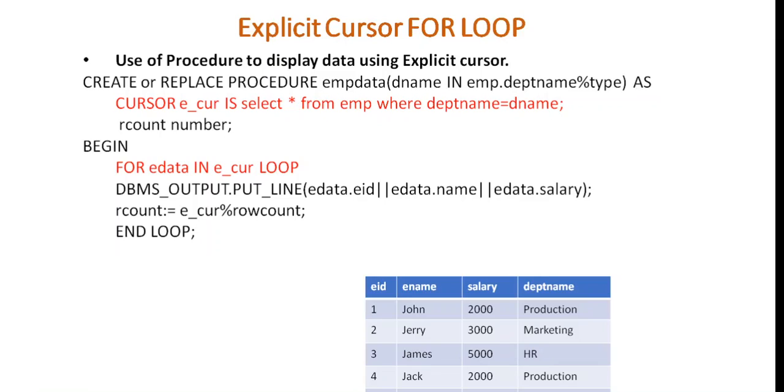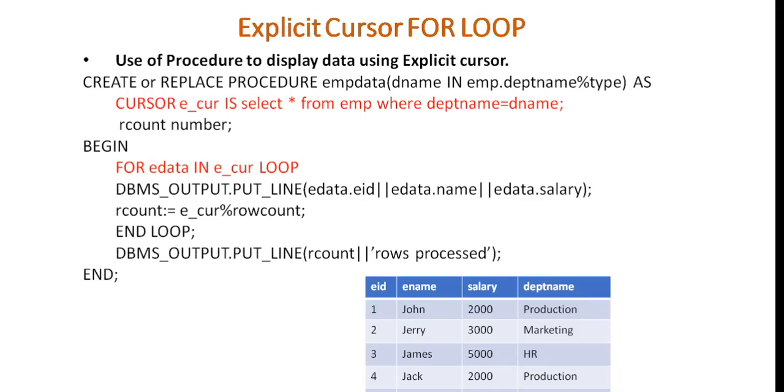And then r count equals ecur%rowcount, and we are counting the number of rows processed by the cursor, and we are assigning that count to r count. Okay, then end loop, and your cursor is closed now. Then in another dbms_output.put_line statement, we are displaying the number of rows processed by the cursor. Okay, now let's see how to call this procedure.